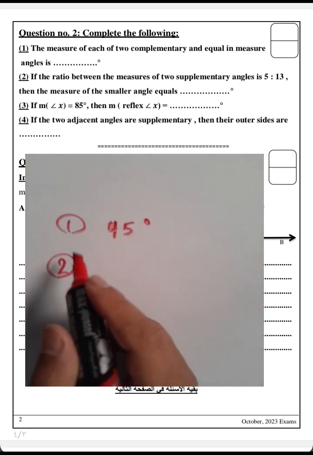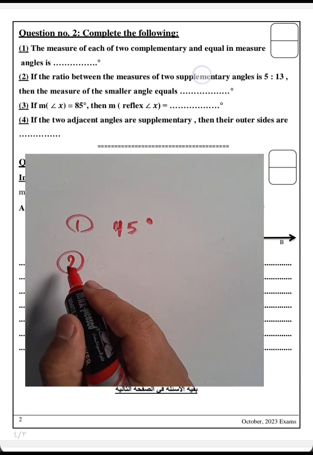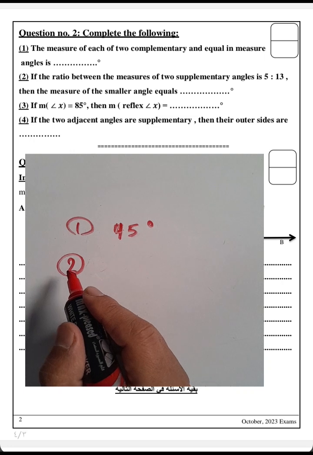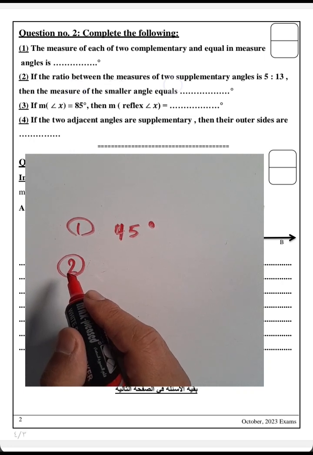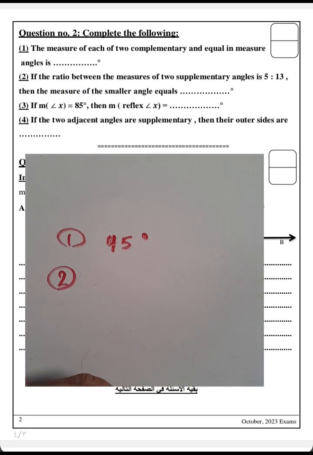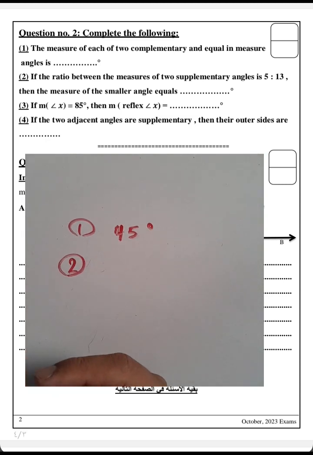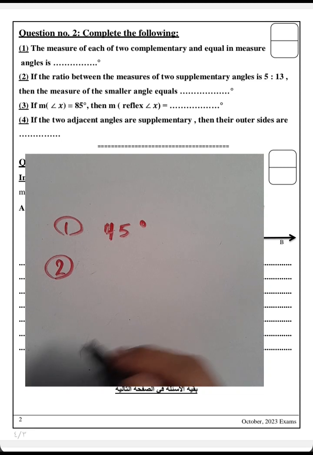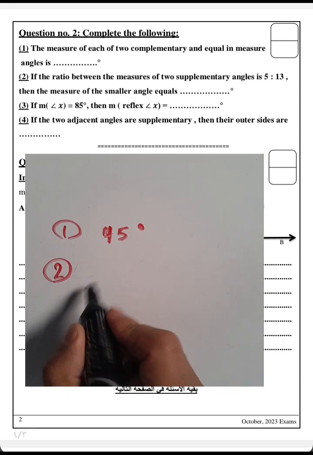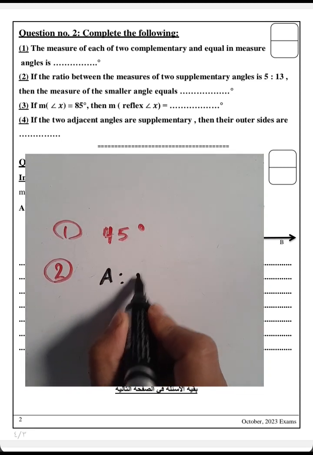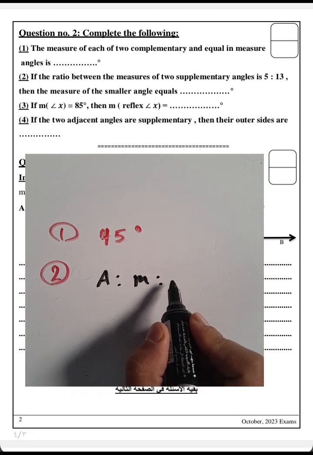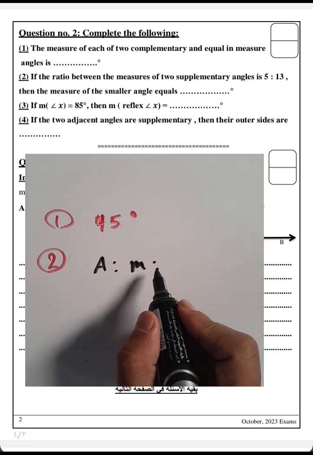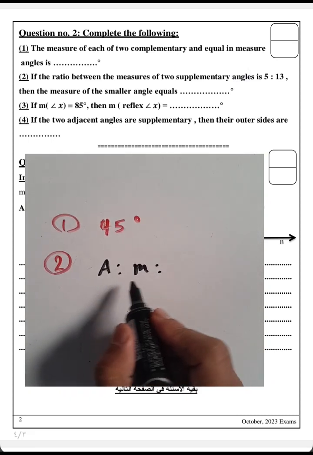Next question, number 2. If the ratio between the measures of two supplementary angles is 5 to 13, then the measure of the smaller angle equals what? Okay, we have the ratio between two supplementary angles. Supplementary angles, meaning measure 1 and measure 2, such that the measure of angle A and the measure of angle B, he gives us the ratio between them, equals 5 to 13.